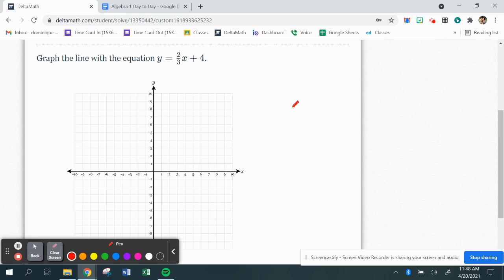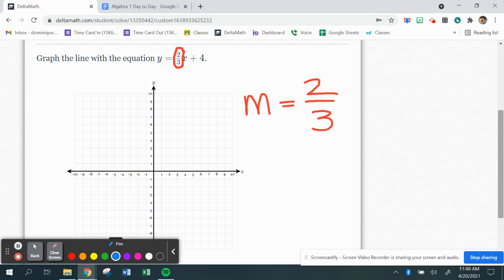So if you remember our steps from yesterday, the first thing we want to do is identify our slope and our y-intercept. So remember, the coefficient of x, the number that's always right in front of x, is our slope. So I'm going to write that right over here. m equals 2 over 3.